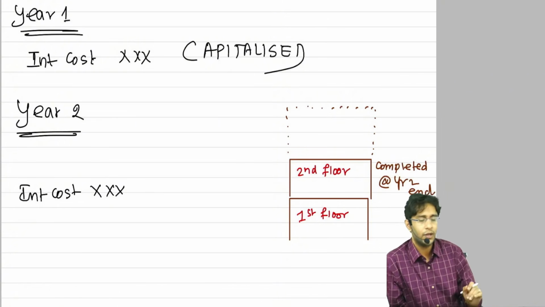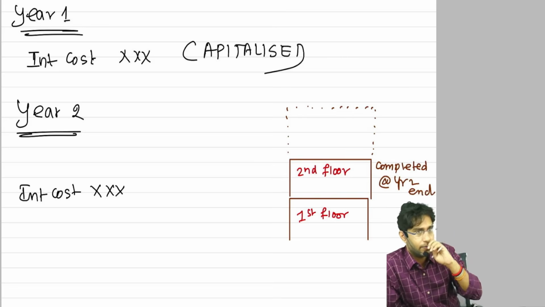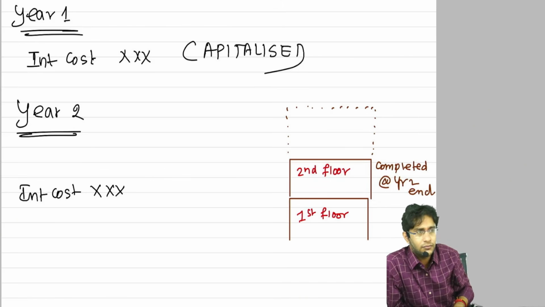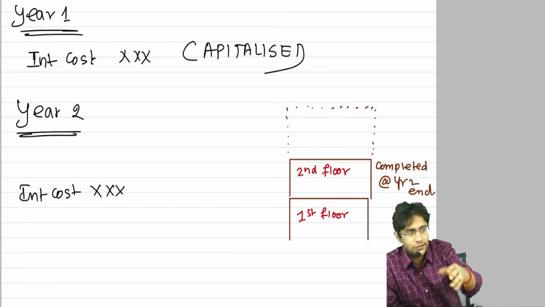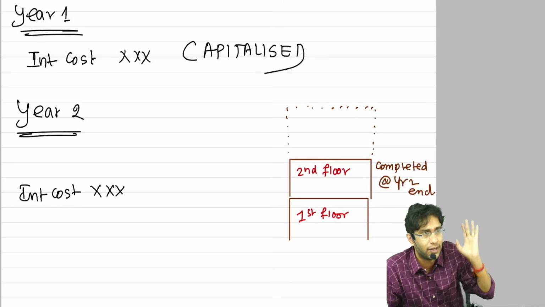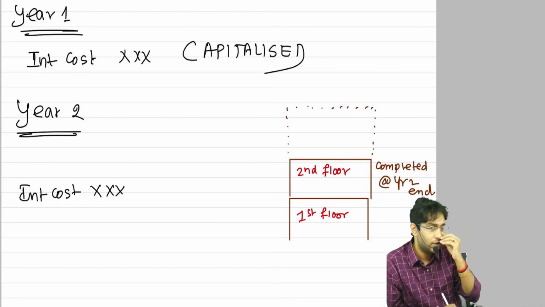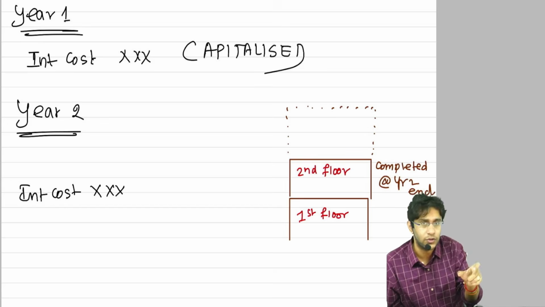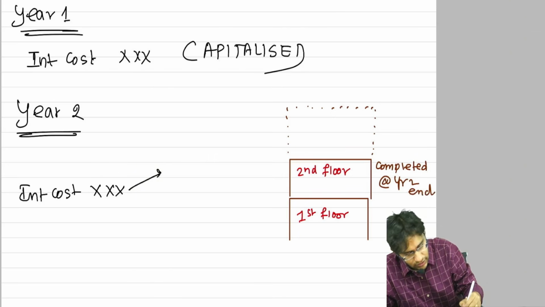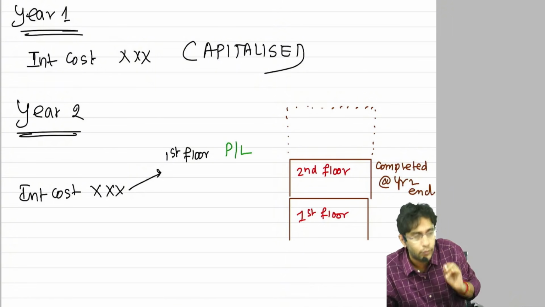Listen carefully. The first floor is completed when? First year. Even though the second and third floors are still under construction, can I rent out this first floor to a supermarket or not? Possible or not possible, sir? The second and third are under construction. The first floor parking is over. Can I rent it out to some restaurant or some supermarket? Possible. That means the first floor is capable of being used even though the second and third floors are under progress. That means the interest cost which relates to the first floor will be charged off to the P&L account.